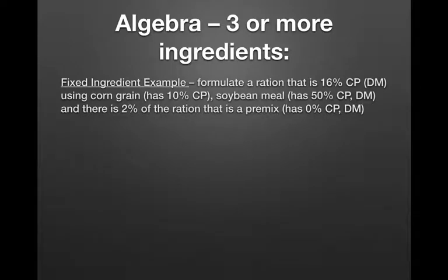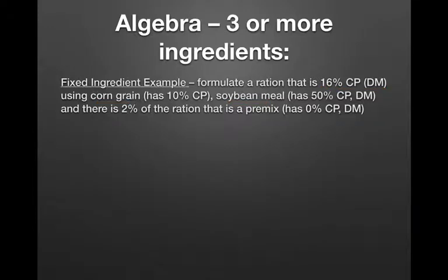So like we've done before, I think the best way to learn this stuff is through examples. So we're going to take a look at this example. We're going to formulate a ration that is 16% crude protein using corn, soybean meal, and the new caveat is that 2% of the ration, dry matter, is a premix. That doesn't have any protein, but it is definitely taking up space. Assume all of this information is on a dry matter basis as we work through how to do these as a teaching tool.